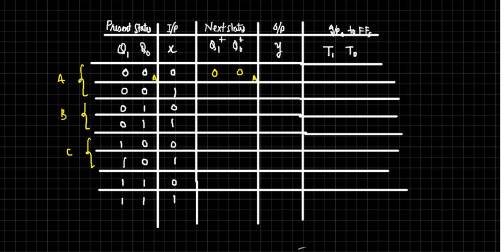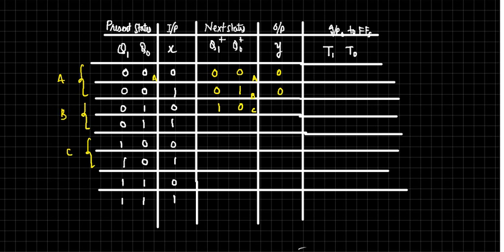It will return to the same state. Wait a minute. When 0, 0, 1 is coming, it will go to 0, 1. When it is 0, 1 and it is 0, then it will be 1, 0, yes. It will jump to the next state, which is C. Till this moment, output will be 0, 0, right? Then the current state is 0, 1, input is 1.